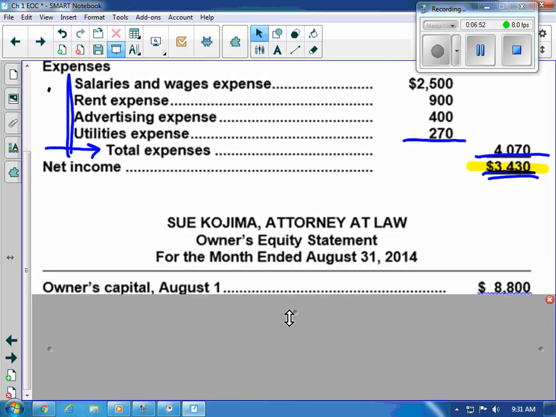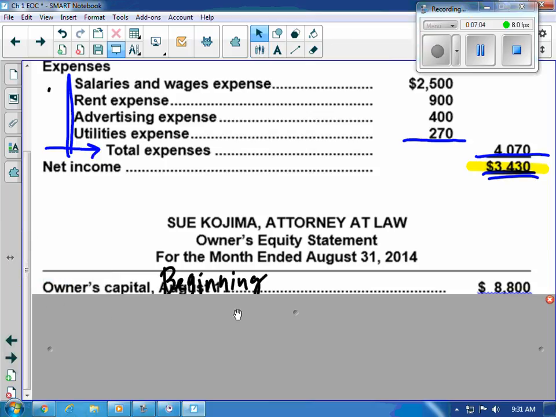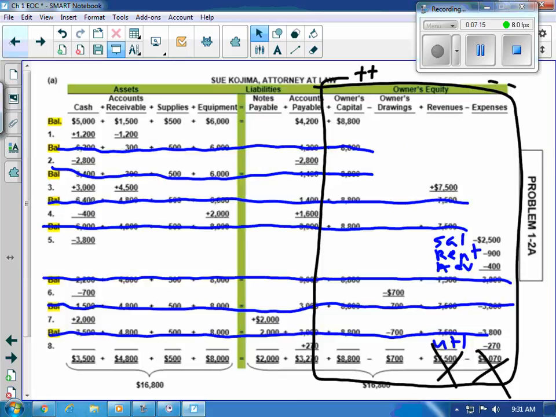We're going to put owner's capital, comma, beginning. The book uses dates. Dates are fine as long as you know what date it is. I'm okay with owner's capital, comma, beginning. And Sue had a beginning balance. How do we know that? Because remember on your big double page spread, there was a balance line. Sue came into the month with $8,800 as her capital balance. That was not an additional investment. Rather, it was what she started with.